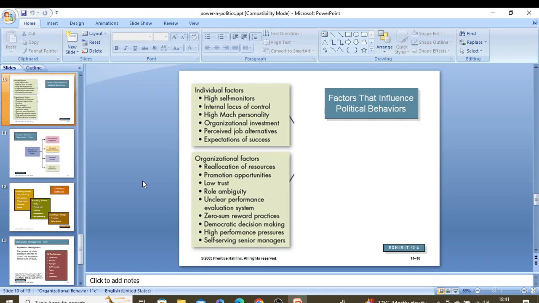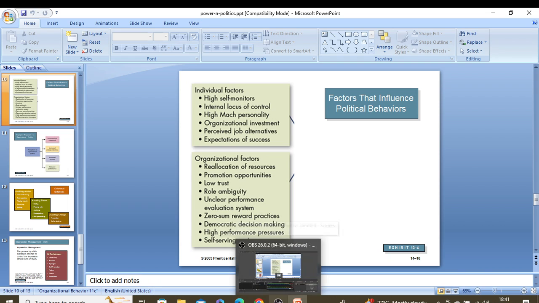That's as much about political power and politics, political behavior, and I think that's much about power and politics in the organization context.